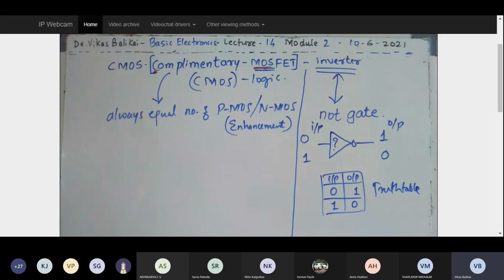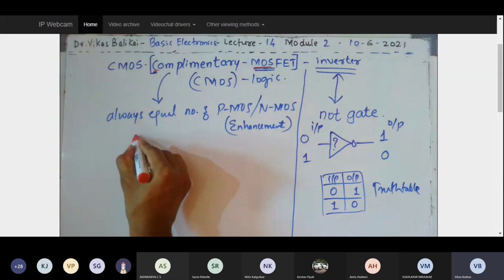Let us try to implement. The inverter is a very simple circuit to understand, so that's the reason they have kept it for your syllabus. There are other logics also which can be built. I'll just show you at the end of this inverter, but you need not worry about those circuits. You just remember this inverter. Okay, let us try to draw the circuit.